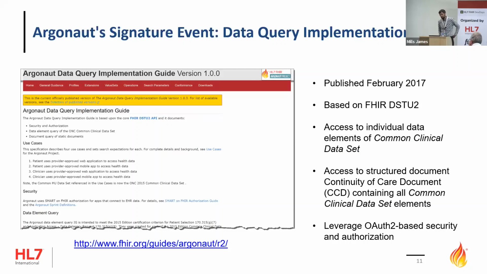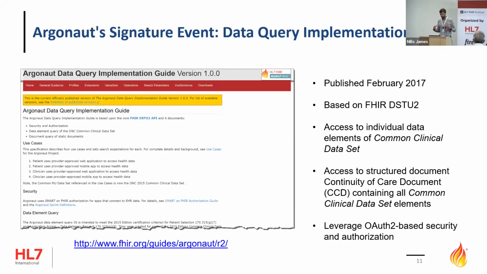So Argonaut's signature event is this Data Query implementation guide. This was the first published artifact that the Argonauts did that provided profile guidance, search guidance, a whole bunch of guidance to actually use the FHIR API. For folks who've read the FHIR spec, depending on which version you've read, it's huge, right? There's all kinds of search. There's more resources. I feel like every time I open it up, a new resource grows, which is good growth of a standard.